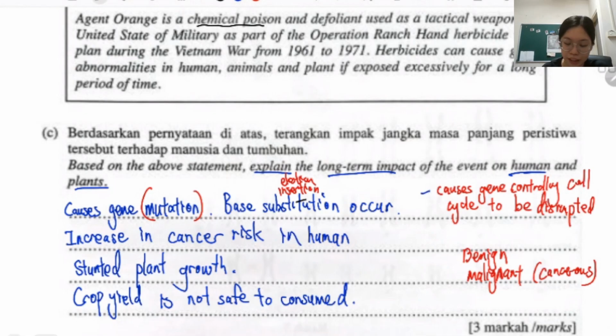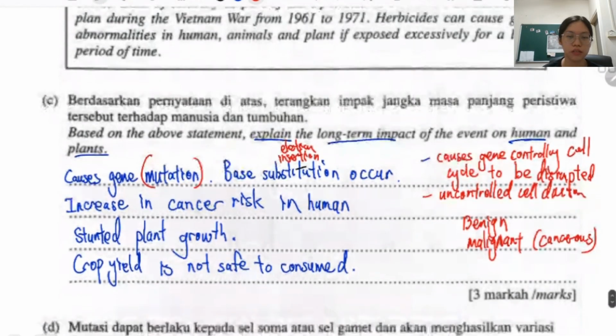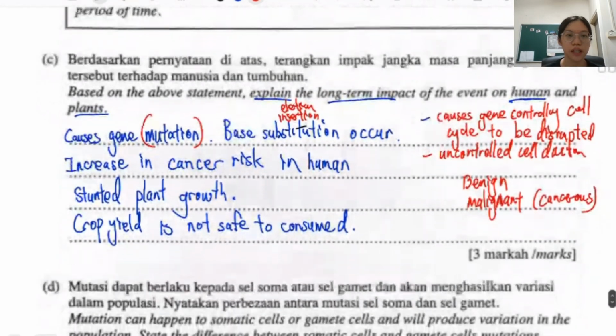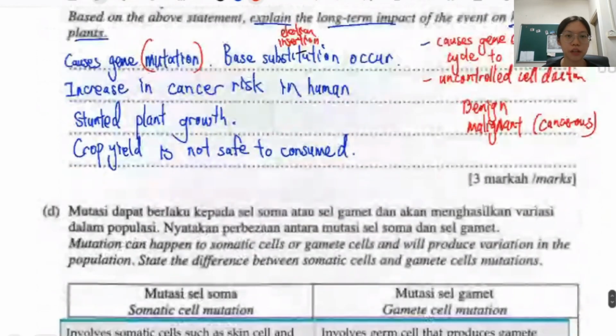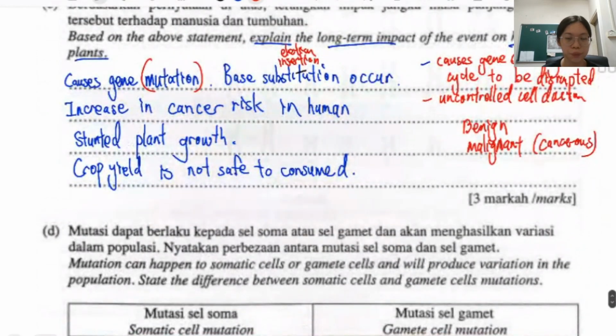So for my own explanation, I would write: causes gene controlling cell cycle to be disrupted and then uncontrolled cell division occurs, which increases the risk of cancer among humans. And for the plant, stunted plant growth and crop yield, not safe to consume.